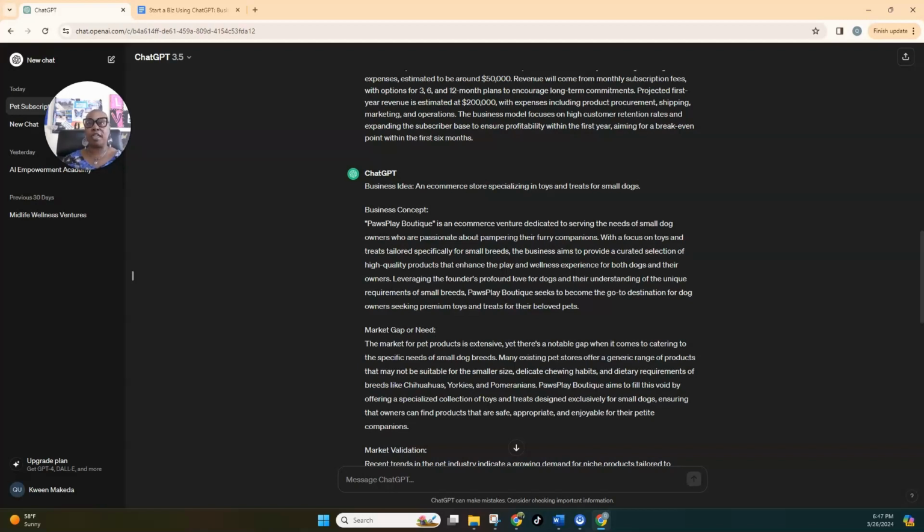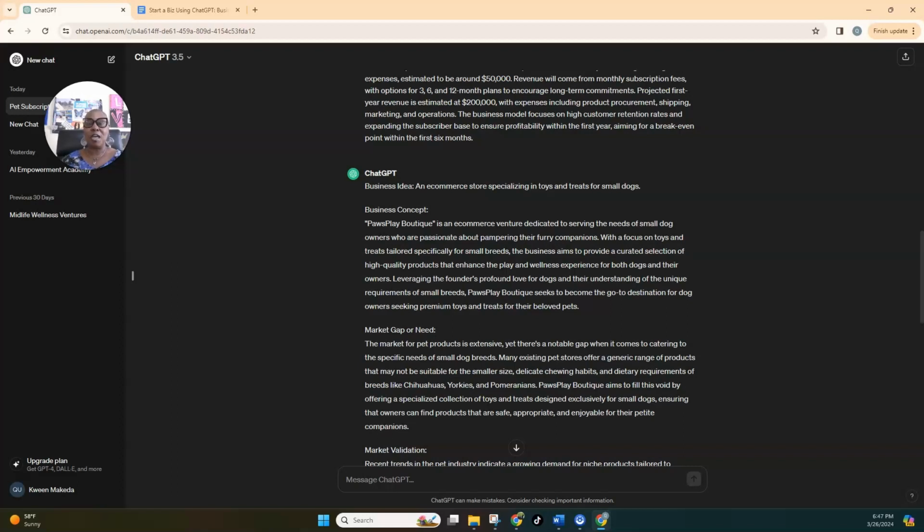It's an e-commerce venture dedicated to serving the needs of small dog owners who are passionate about pampering their furry companions. With a focus on toys and treats tailored specifically for small breeds, the business aims to provide a curated selection of high-quality products that enhance the play and wellness experience for both dogs and their owners. Leveraging the founders' profound love for dogs and their understanding of the unique requirements of small breeds, Paws Play Boutique seeks to become the go-to destination for dog owners seeking premium toys and treats for their beloved pets.